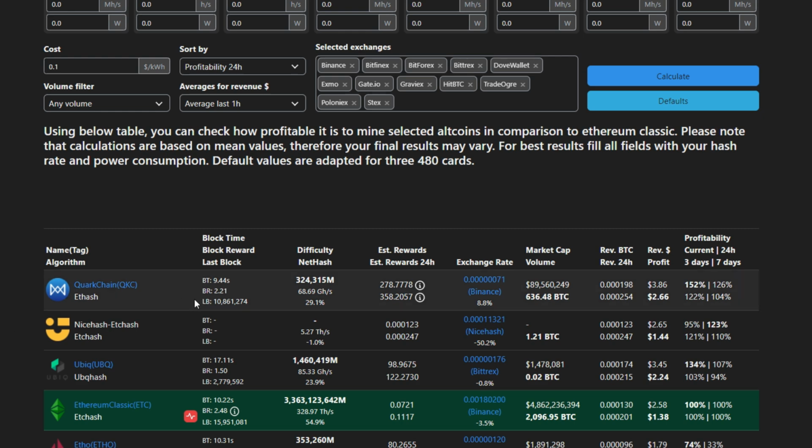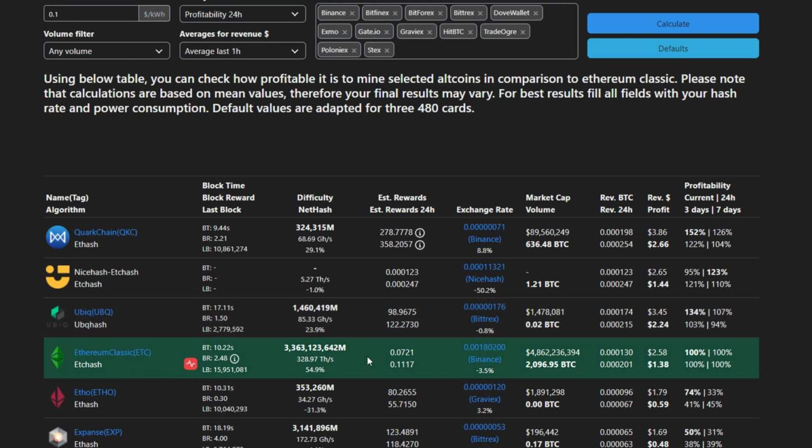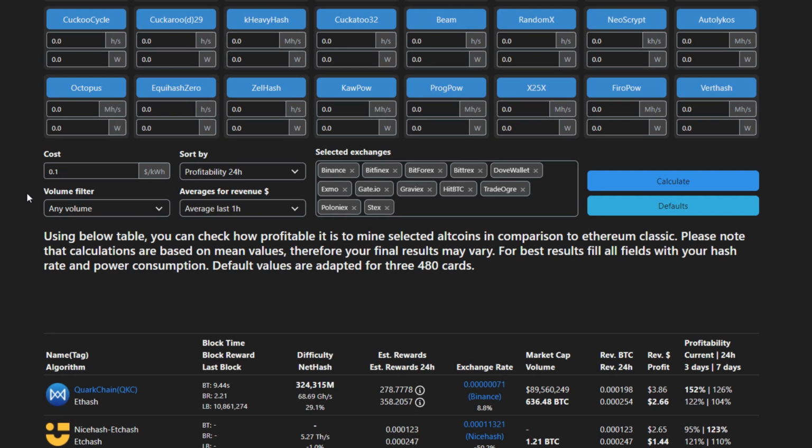So we got Quirk Chain currently hanging out at $3.86 before power and $2.66 after. We got Ubic here at $3.45 and $2.24. Now I cannot confirm, I have not tried this. I don't think it's gonna work on this, so you might have to cancel that out. Remember, ETH hash and ETC hash only, so this one is not a valid option. We do have Ethereum Classic here at $2.58, and $1.38 after power. Now this is at 10 cents per kilowatt hour.